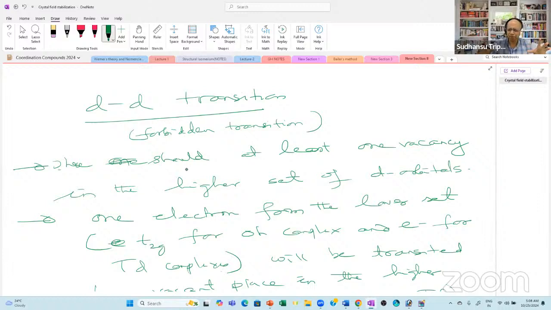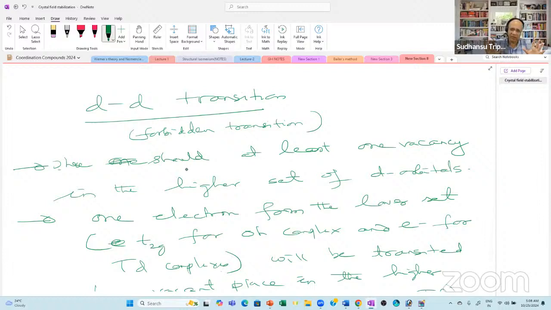The forbiddenness is somehow partially relaxed due to the breakdown of the selection rule. For some reasons, there is a partial breakdown of the selection rules, for which the DD transition is partially allowed, out of which the tetrahedral DD transition is more partially allowed than the DD transition for octahedral complex.